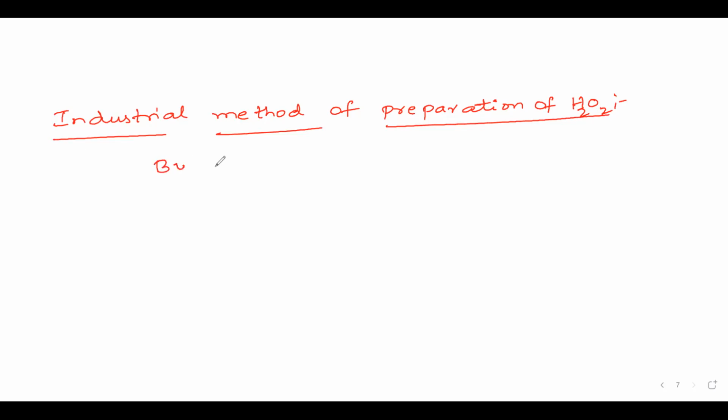By the electrolysis of 50% solution of sulfuric acid we can obtain it. So we can see here sulfuric acid is electrolyzed.